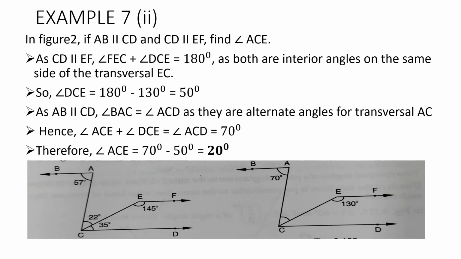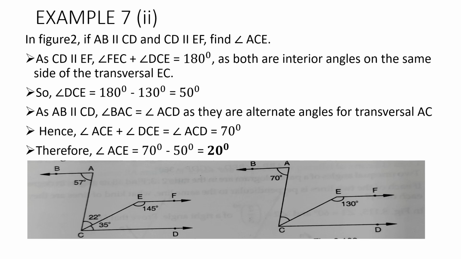Second part of example 7. In figure 2, if AB is parallel to CD and CD is parallel to EF, that is given, then you have to find the measure of angle ACE. First of all, as CD is parallel to EF, FEC and DCE are interior angles on the same side of the transversal EC, so they are supplementary. Total measure is 180 degrees. So angle DCE will be 180 degrees minus FEC, which is 130 degrees. Hence angle DCE will have the measure 50 degrees.